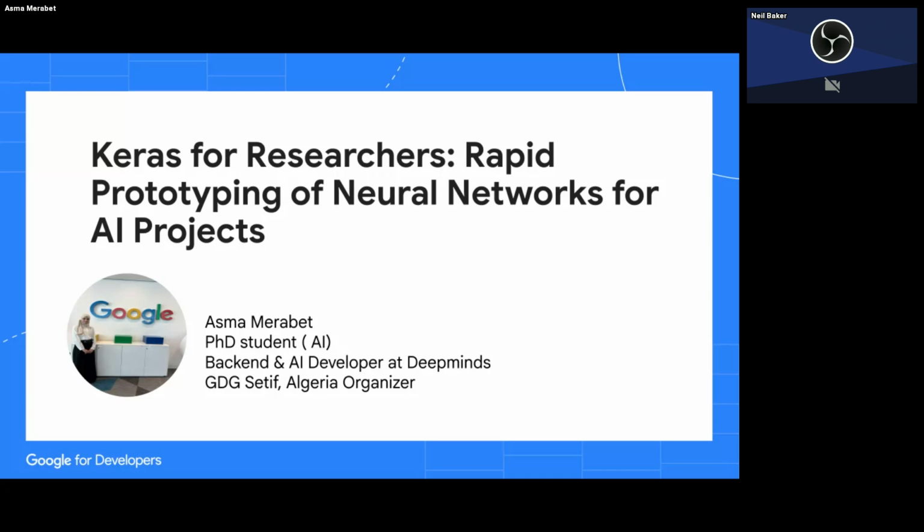Today, I want to talk about something that has absolutely transformed how I approach research, and I believe it can do the same for you, which is Keras. Whether you are building computer vision models for medical imaging or developing NLP systems, Keras is very important for those things.